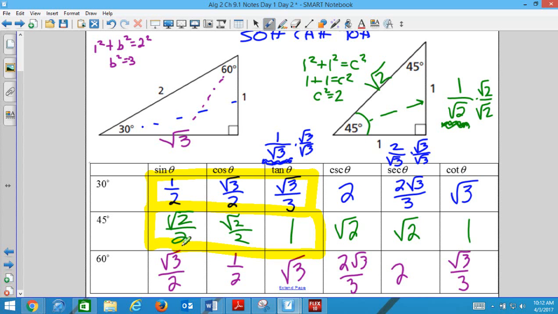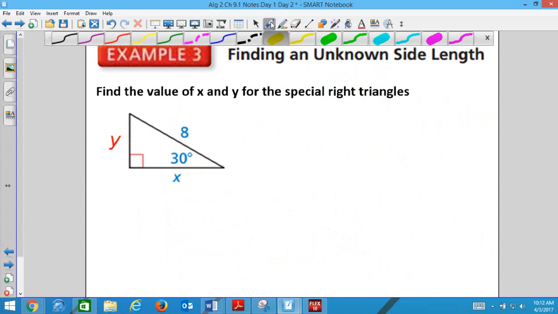Okay, how are we going to use this today? Now, the way I've set it up in your notes is that you can refer back to the table. You can have them side by side, unless you've already memorized it.